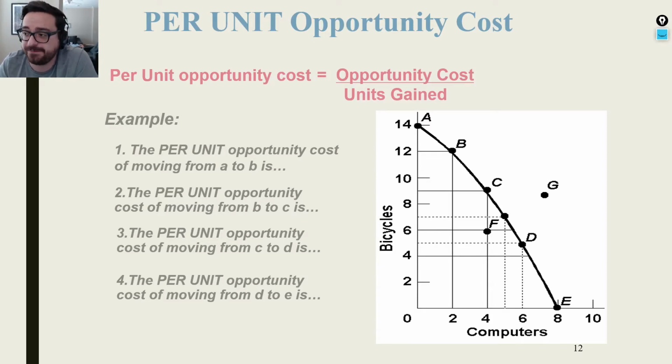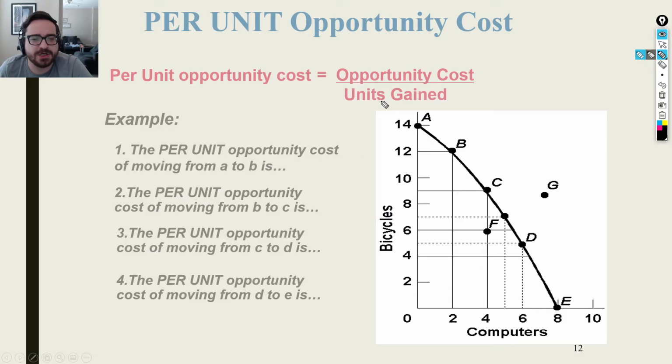The math is very simple. You take the opportunity cost for that move and you divide it by the gain. So those units that we were ignoring before when we just did regular opportunity cost, we will now factor in. So, fairly simple math setup here.